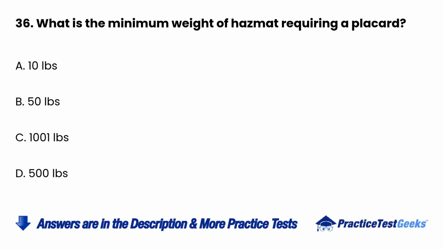36. What is the minimum weight of hazmat requiring a placard? A. 10 pounds. B. 50 pounds. C. 1,001 pounds. D. 500 pounds.